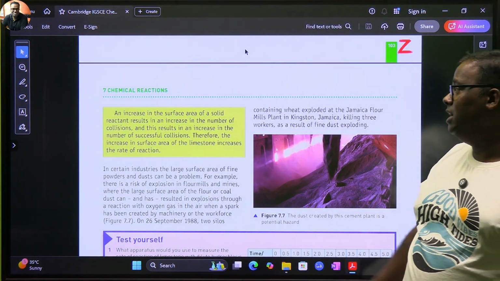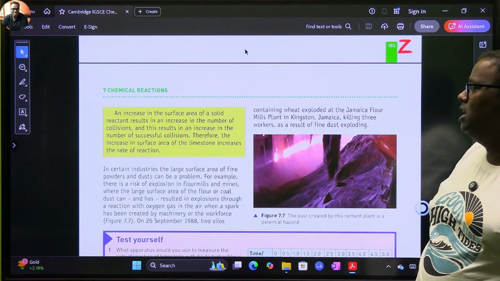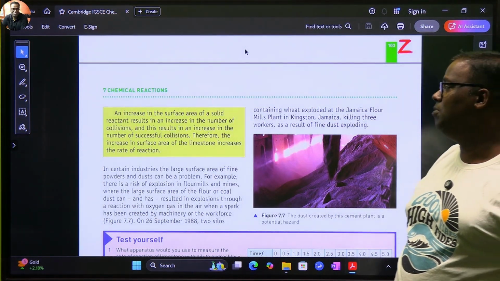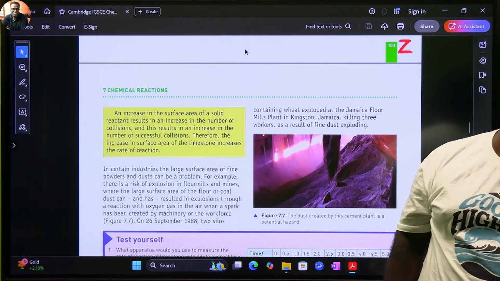Increasing the surface area of a solid reactant results in an increase in the number of collisions, and this results in an increase in the number of successful collisions. Therefore, an increase in the surface area of limestone increases the rate of the reaction.